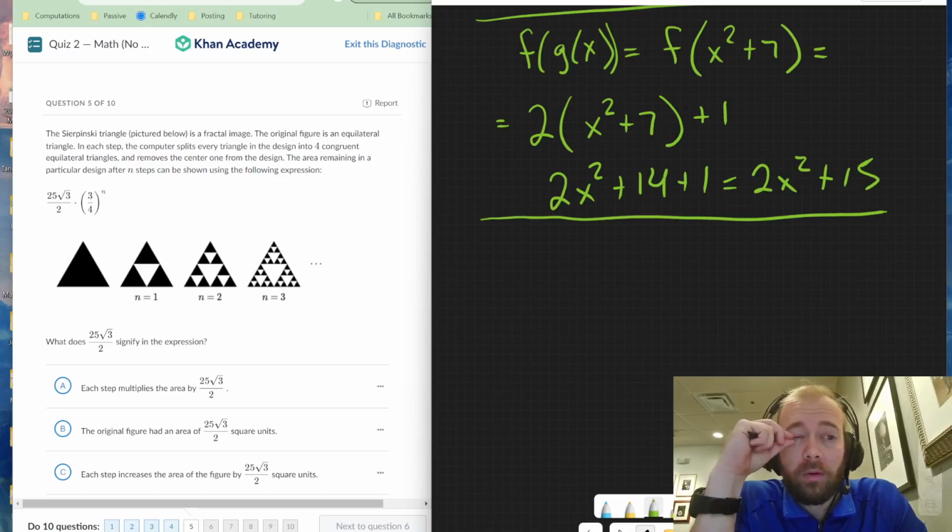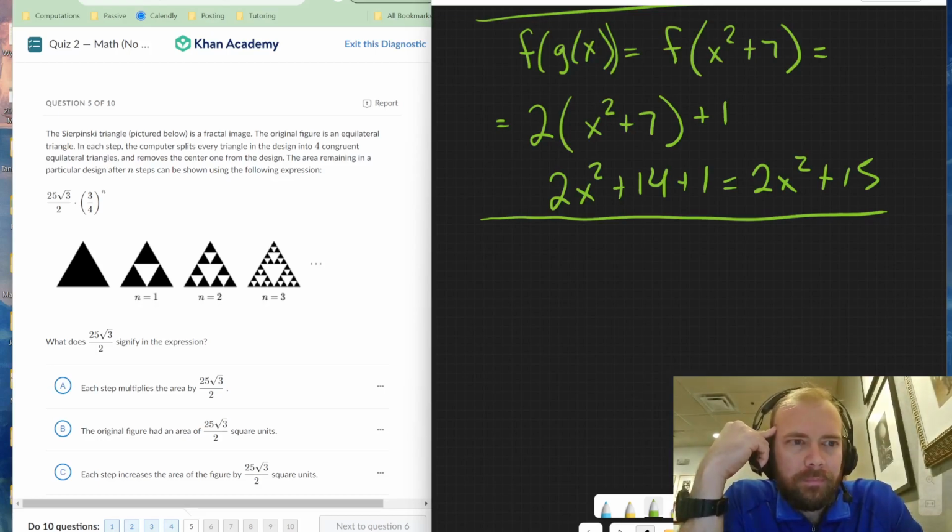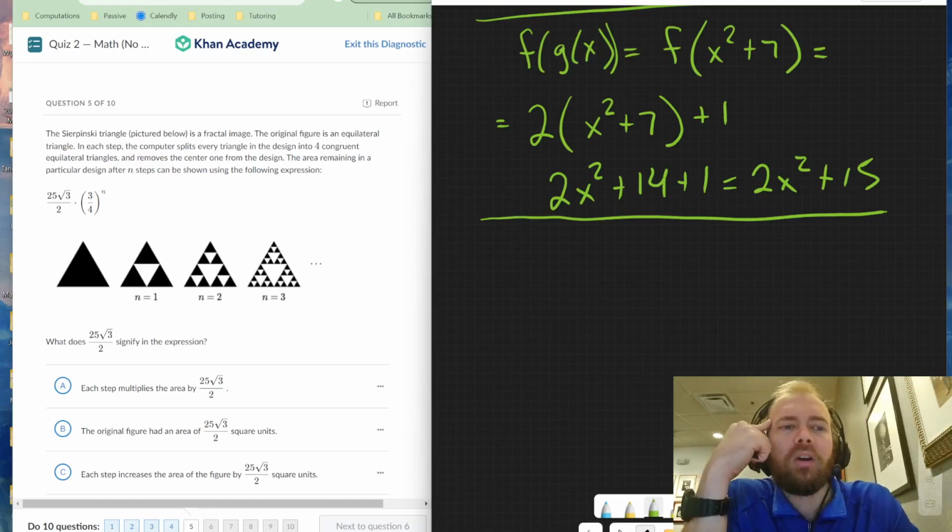Triangle, picture below, fractal image. Four congruent equilateral triangles, and it removes the center one from the design. The area of the design after n iterations can be shown using the following expression. Okie dokie. What does 25 root 3 over 2 signify in the expression? Well, if n is 0, anything to the 0 power would be 1.